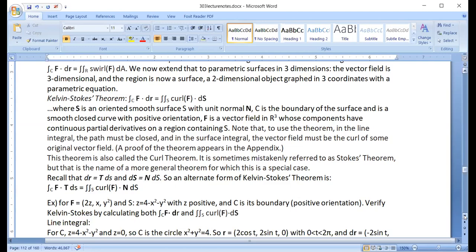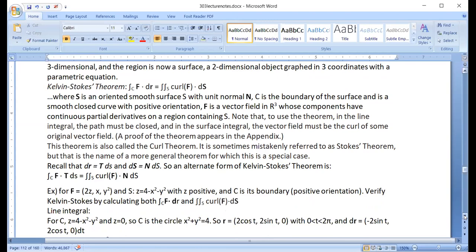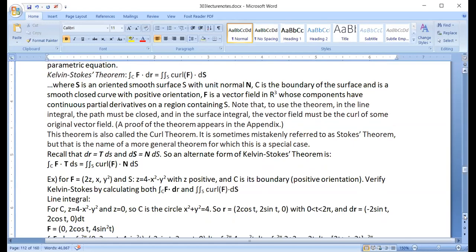x equals 2 cos t, y equals 2 sin t, and we're already given that z equals 0. In this case, I'm using t for theta, it's the same idea. And as always, we take t going from 0 to 2 pi. And then we can also calculate dr, which we'll need. That is just negative 2 sin t, 2 cos t, comma 0, all that times dt. And then we can also write down the parameterization for the vector field just by plugging these things in. So the vector field is going to be 2 times 0, which is 0, and then 2 cos t, and then 4 sin squared t. So now we've got everything, and now we can just plug it in and do the line integral.